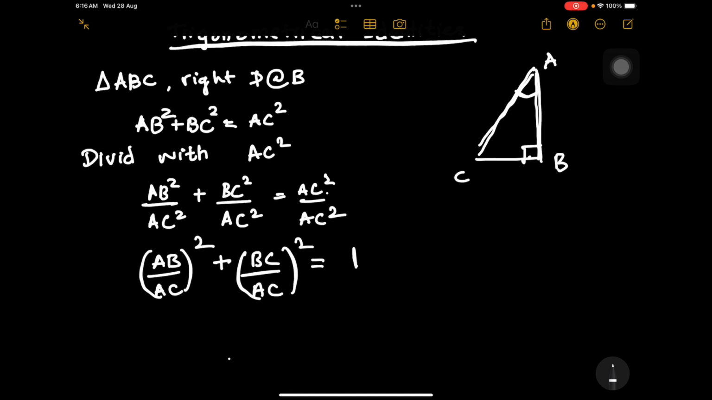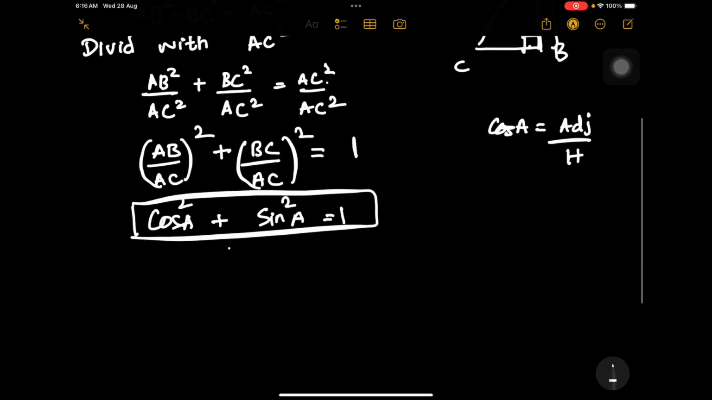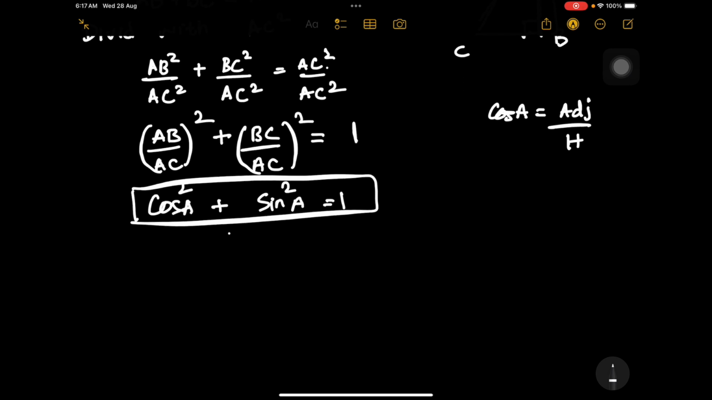AB over AC is going to be cos A, right? Cos A is adjacent over hypotenuse. So for cos A, AB is the adjacent and AC is the hypotenuse, plus, same as that, BC over AC is going to be sin A. So it's squared, then cos squared A plus sin squared A is equal to 1. So this is the first trigonometrical identity, we proved it.